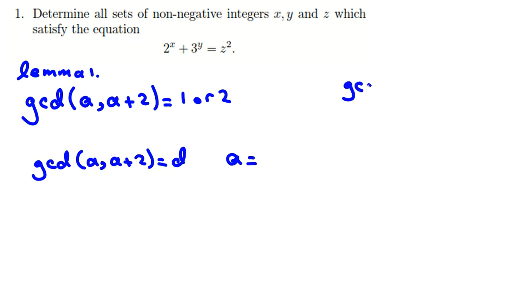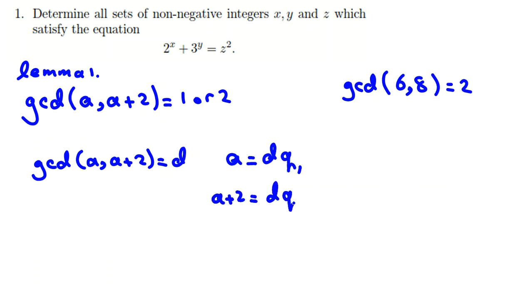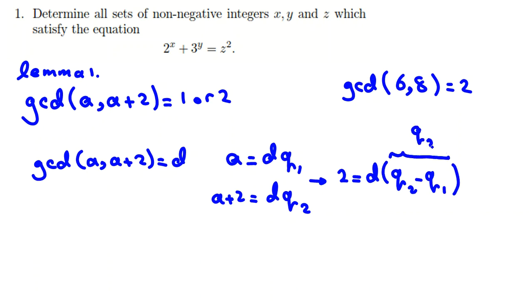For example, the GCD of 6 and 8 is 2. 2 is a common divisor; 2 is a divisor of 6, meaning 6 is a multiple of 2. So a is D q1 and a plus 2 is D q2. If you subtract, a plus 2 minus a is D times (q2 minus q1), so D times something, for example D q3, equals 2. By the definition of GCD, D should be positive, so D can only be 1 or 2.